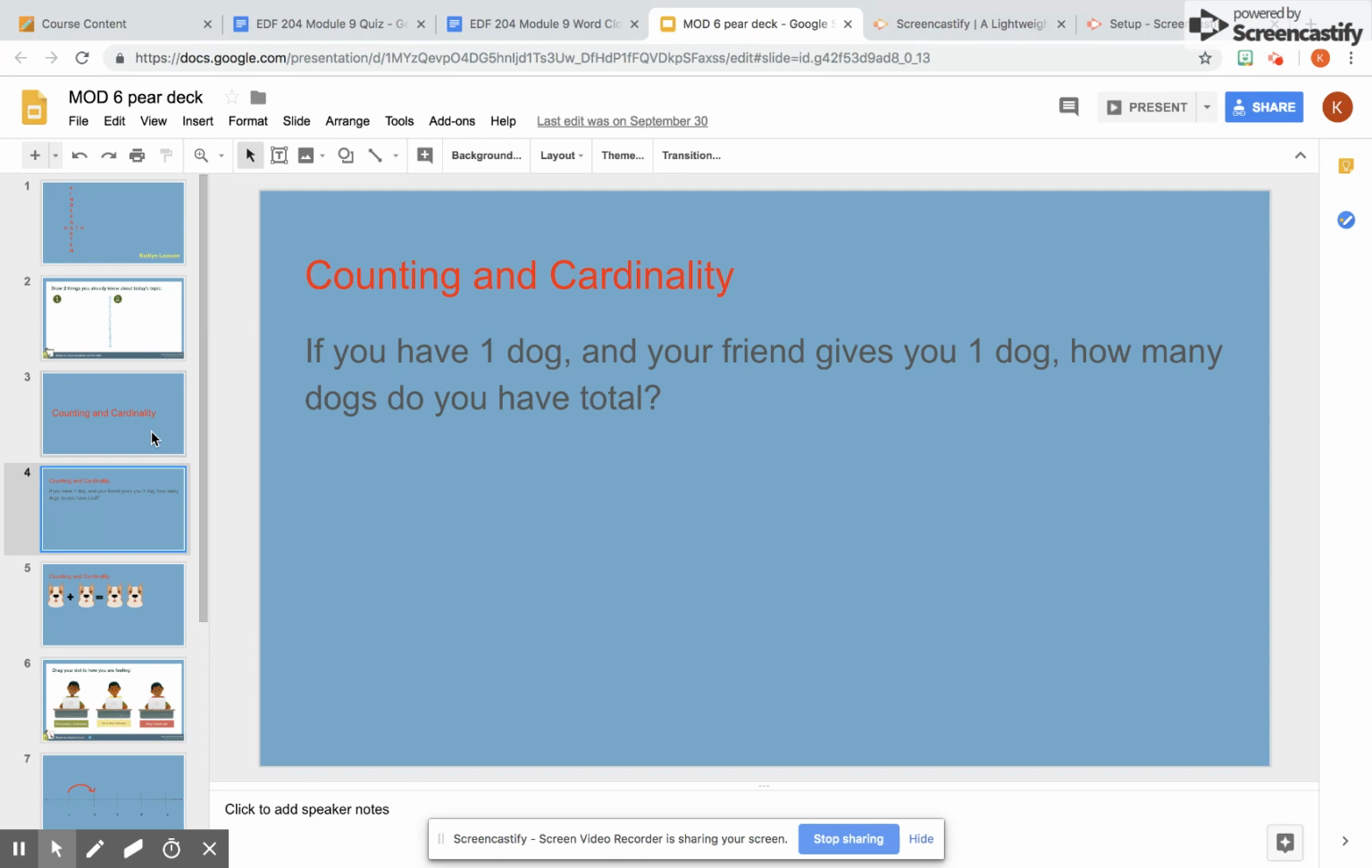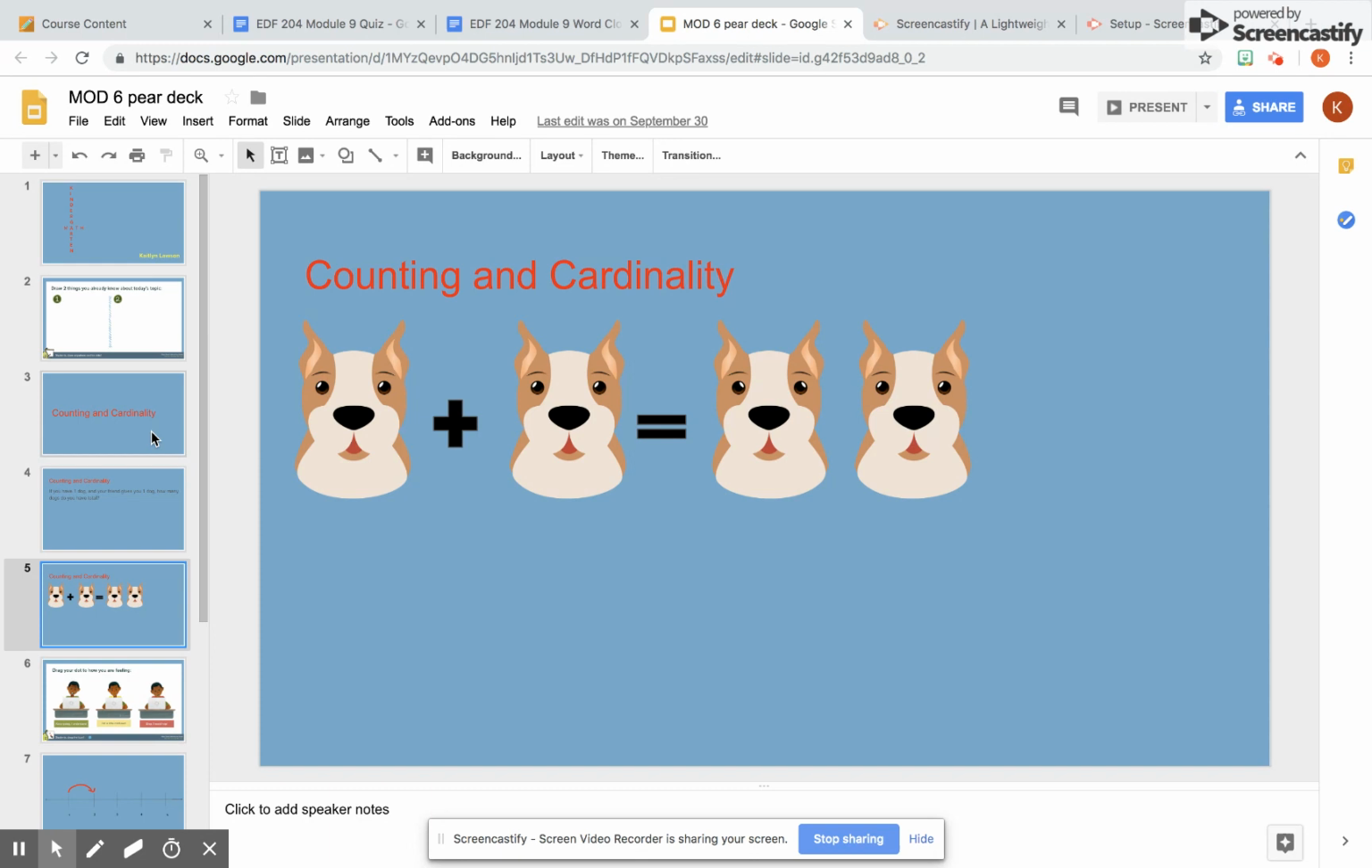So the very first actual slide I have, it says, ask the question, if you have one dog and your friend gives you one dog, how many dogs do you have total? So I thought this would be a good way just to open up like an addition problem without using the actual symbols and seeing what the students can come up with. Next, I actually use the symbols, and I use pictures for dogs just to make it simpler and not to use actual numbers yet, just to give them a visual.